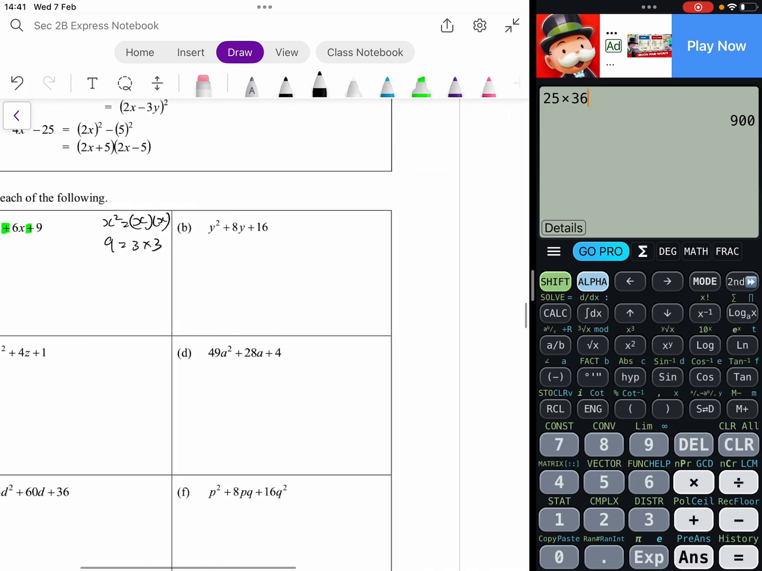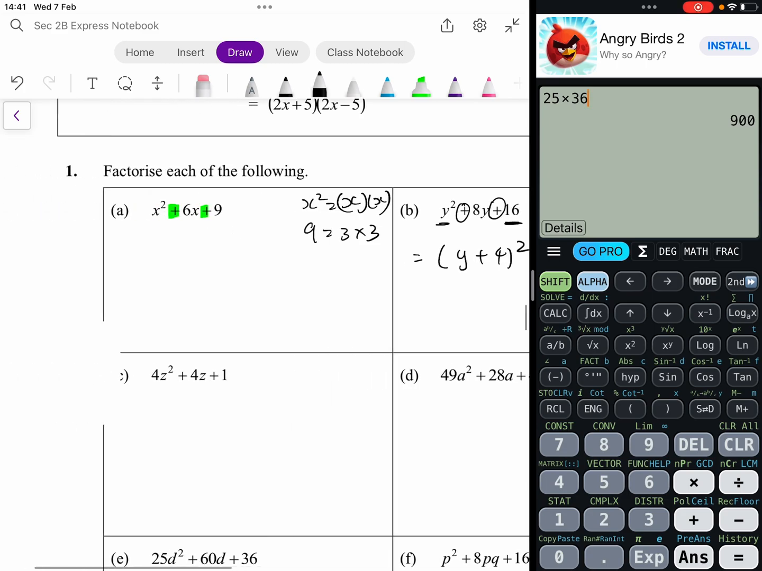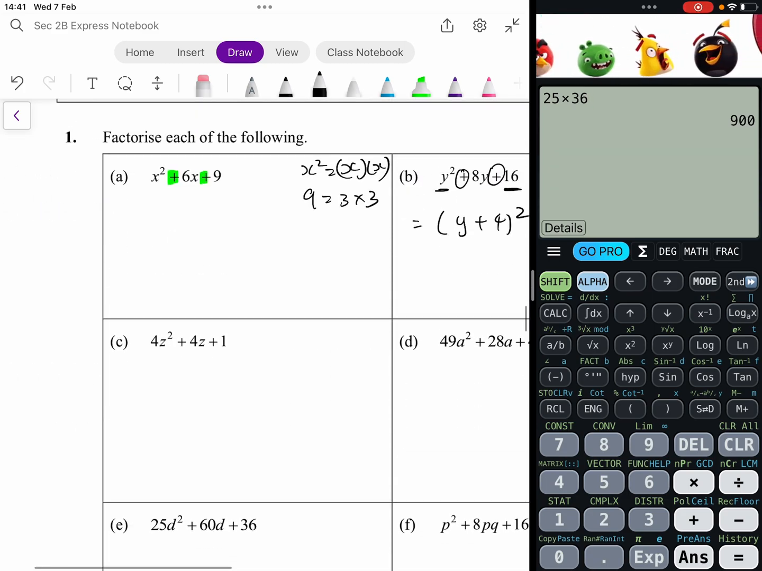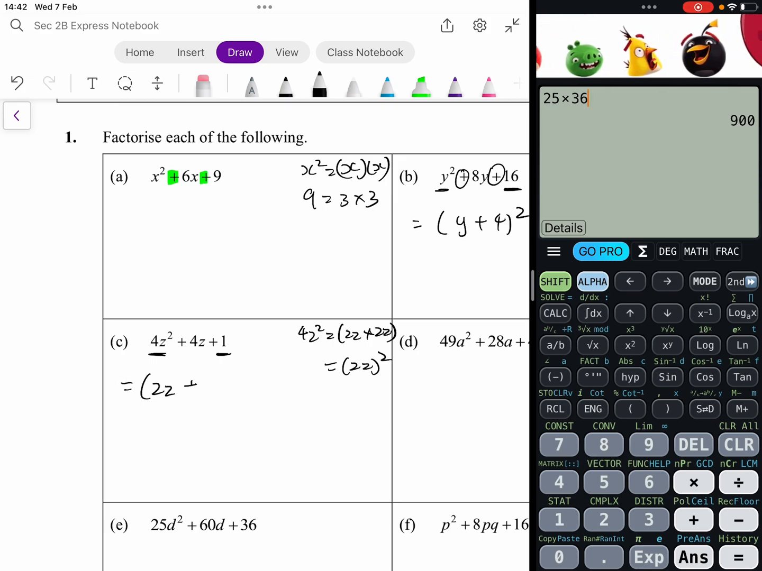Okay, so again, moving on. Here is a perfect square, here is a perfect square. Both signs are plus. So I know it's y plus the square root of 16, which is 4. Right, so easy. Next one. Again, here is a perfect square, here is a perfect square. So 4z squared is actually 2z times 2z, two same terms that multiply each other. I can express it as (2z) squared. So we should get (2z plus 1) squared.